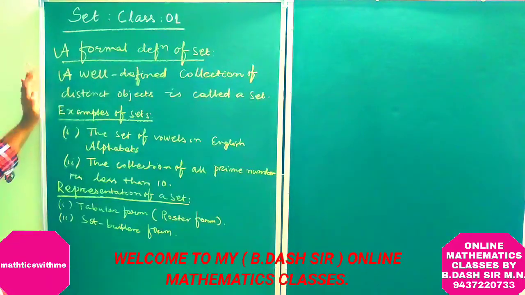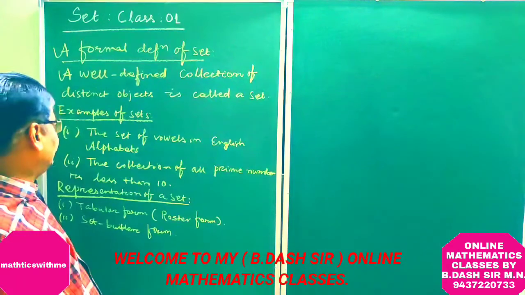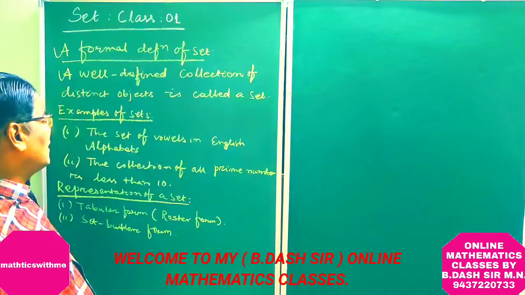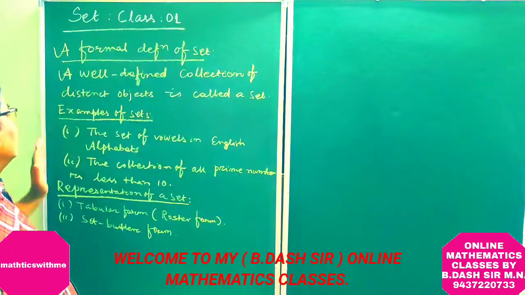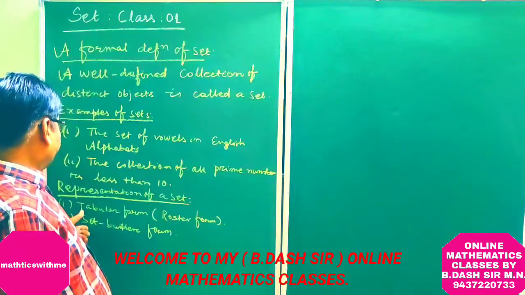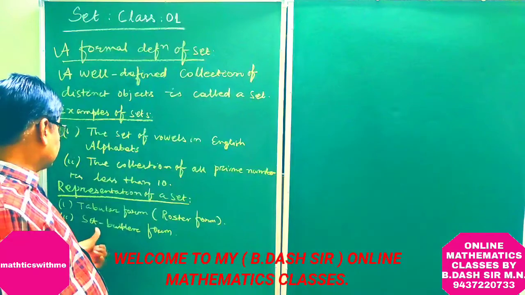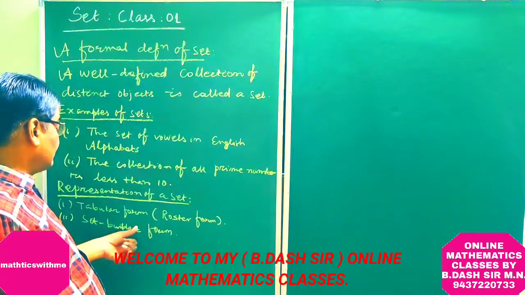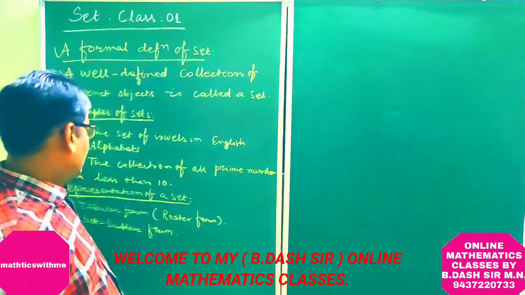Example of sets. The set of vowels in English alphabets. This is a set. The collection of all prime numbers less than is also a set. So these are examples of set. Now how can we represent a set? There are two methods by which we can represent a set. The first one is tabular form, or we can say roster form. The second one is set builder form. This is also known as a specification method.